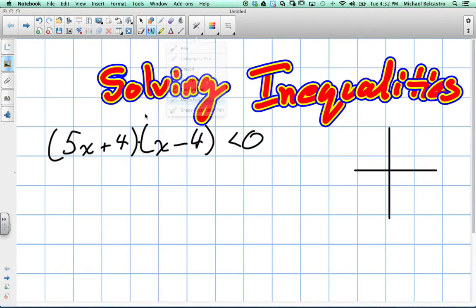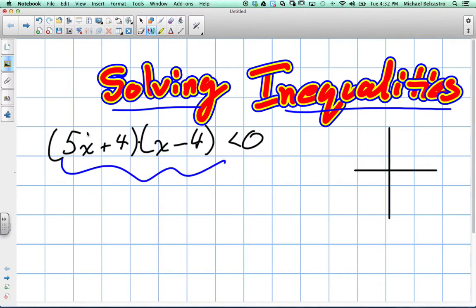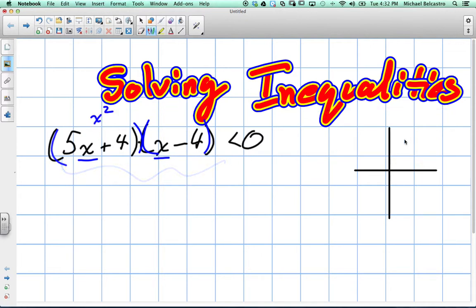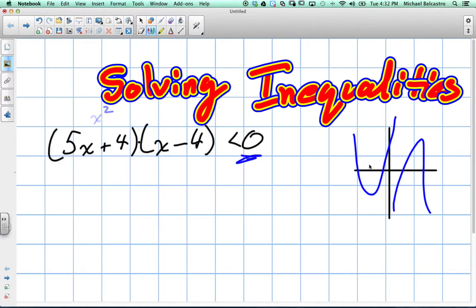Okay, so we're going to work on solving inequalities, and this inequality again, we know it's a quadratic relationship. It's a polynomial with just two x values. If you were to distribute them, you'd end up with an x squared. So we have a quadratic relationship, which means we have this or this, one of the two, in looking at it. And we're looking for when it's less than 0, and that's referring to our y value.